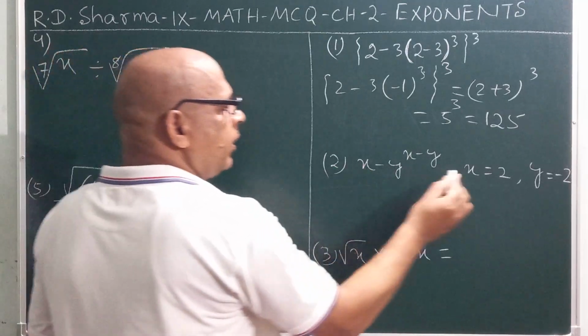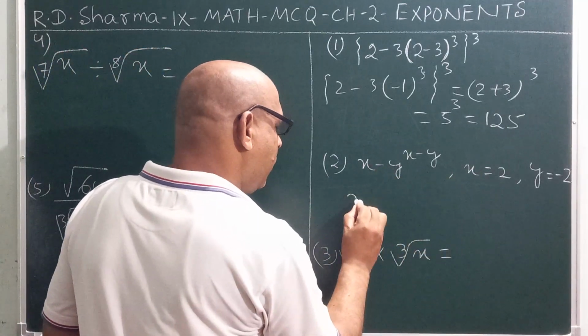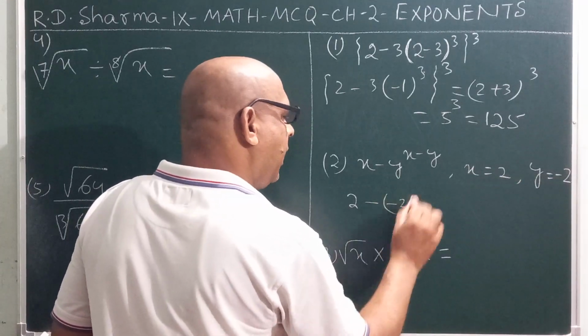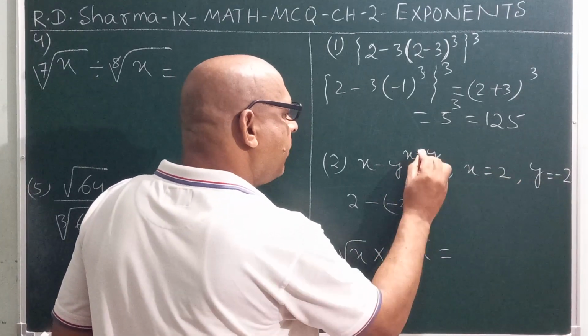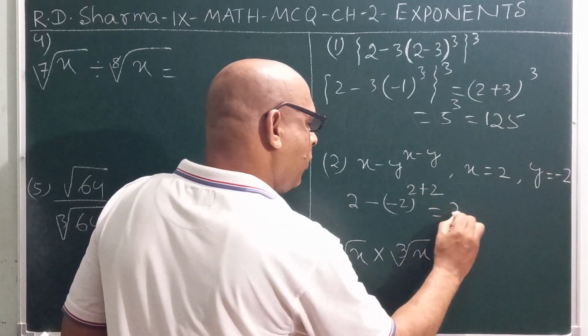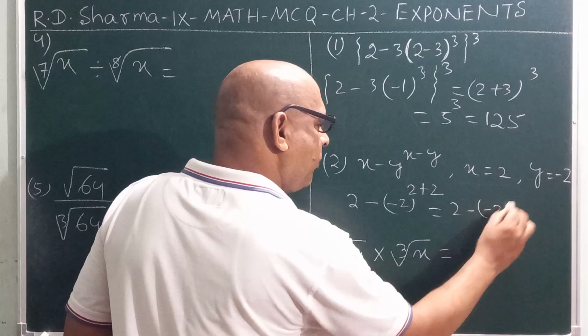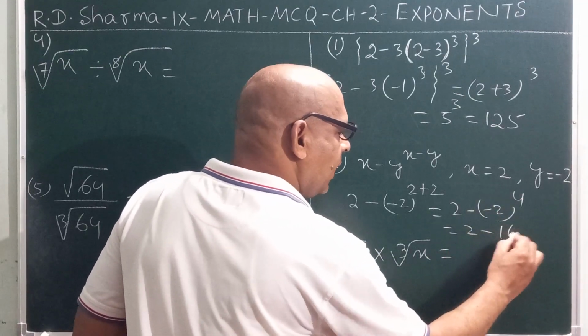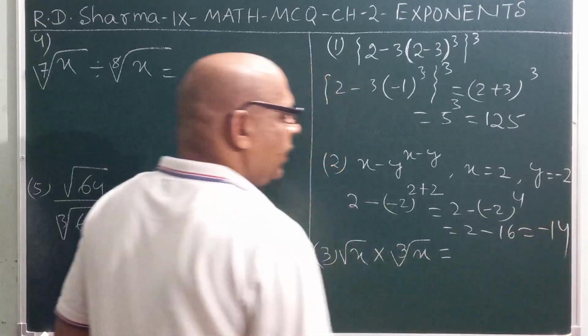Next, number 2. x equals 2, y equals minus 2, the power x2. Minus 2 plus 2 equals 2 minus 2 to the power 4, equals 2 minus 16. Answer: minus 14.